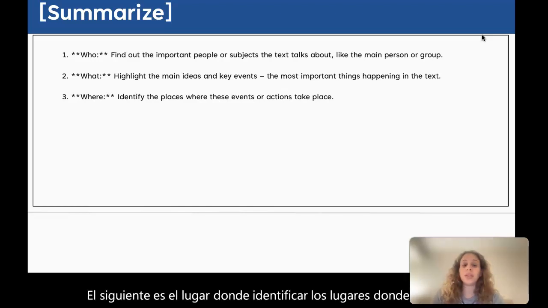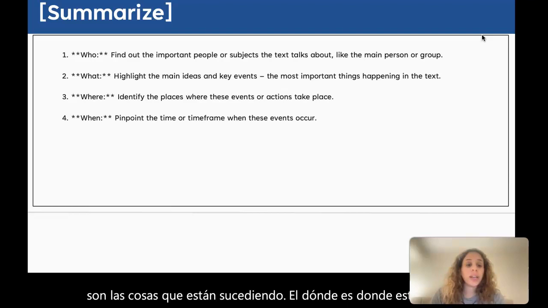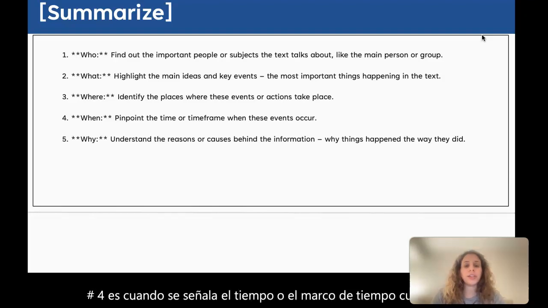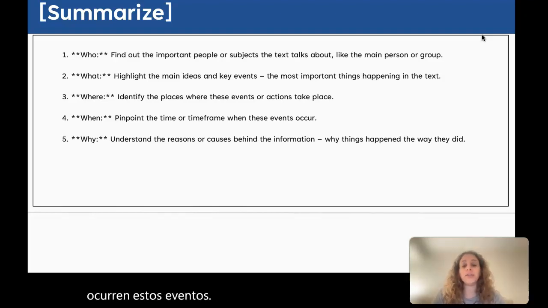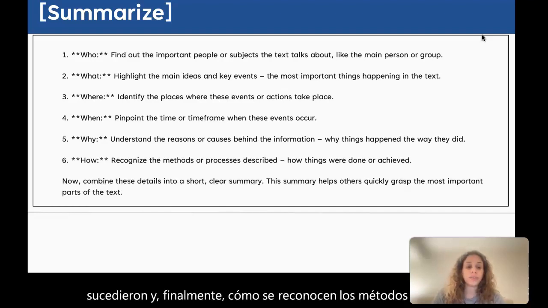So take note that the key events are different from the places. The key events are the things that are happening. The where is where this is happening. Number 4 is when. Pinpoint the time or time frame when these events occur. 5 is why. Understand the reasons or causes behind the information, why things happened the way they did. And finally, how. Recognize the methods or processes described, how things were done and or achieved.